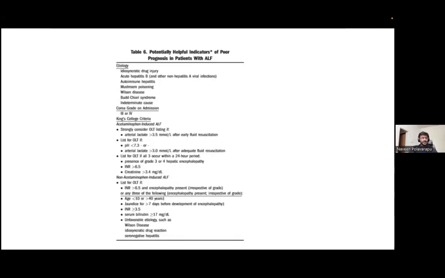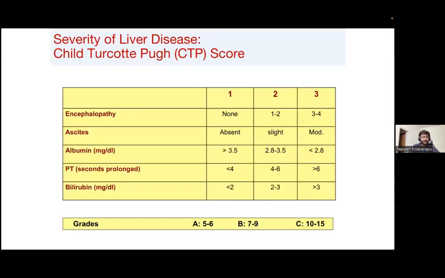There are certain poor predictors for patients in ALF, and as I mentioned here, high lactates, high INR more than 6.5, and creatinine being high, more than 3.5, are poor predictors, and these are patients where you need to really consider moving on very swiftly for liver transplant. I'm happy to share the slides if you want to, but in the interest of time, I'm not going through all these things in detail. Essentially all the poor predictors are in here: the encephalopathy, the high jaundice, and also the lactic acidosis and the pH being low are the important criteria.